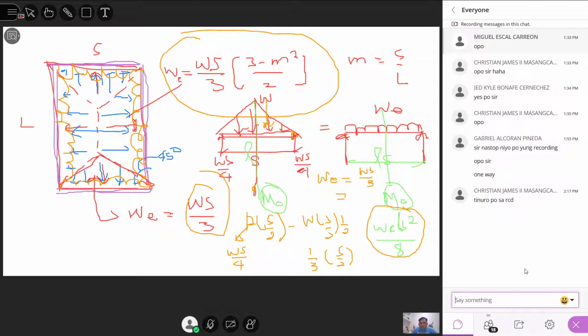O, tinuro po sa RCD. Thank you. Okay, guys, na-discuss to sa RCD, tama ba? The reaction of the slab. Hindi yung slab actually, kundi yung reaction of the slab. How slab reacts to the load.